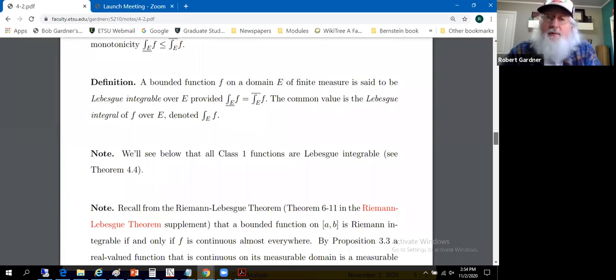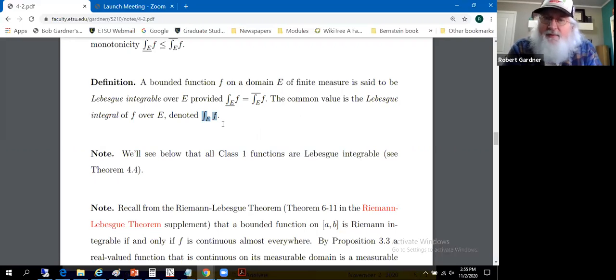And so, a bounded function f on a domain E of finite measure is said to be Lebesgue integrable over E, provided lower and upper Lebesgue integrals are the same. The common value is called the Lebesgue integral, denoted like this. It's very concise. As I mentioned before, we put a big ugly R out in front of integrals when they were Riemann integrals. Yeah, we were saving the cool notation for Lebesgue integrals.